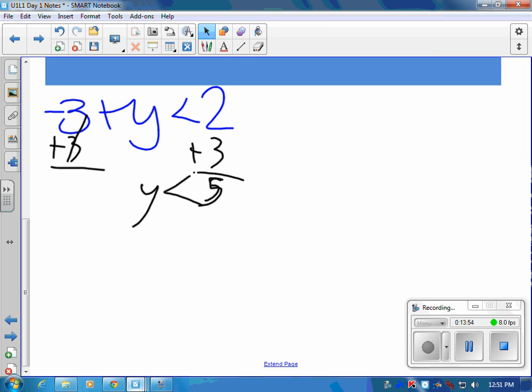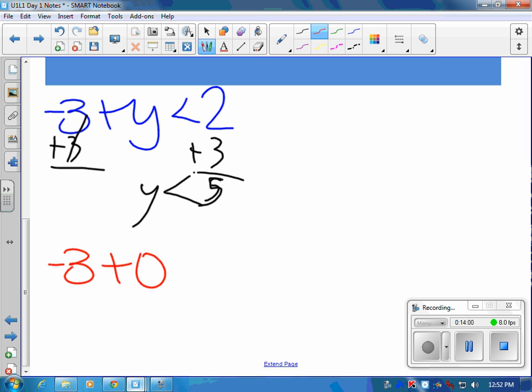So I'm going to pick a value. I'm going to pick 0 because I think that's an easy one to work with. Negative 3 plus 0 is negative 3. Is this a true statement? Yes, it is. So my answer is correct. Y has to be less than 5.